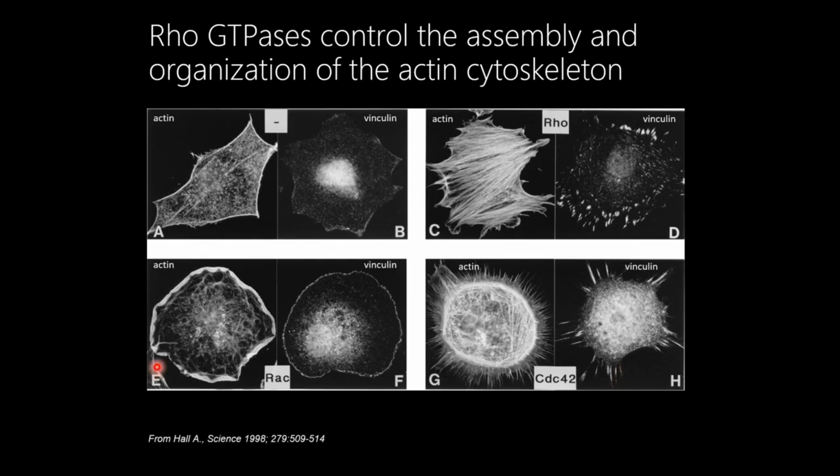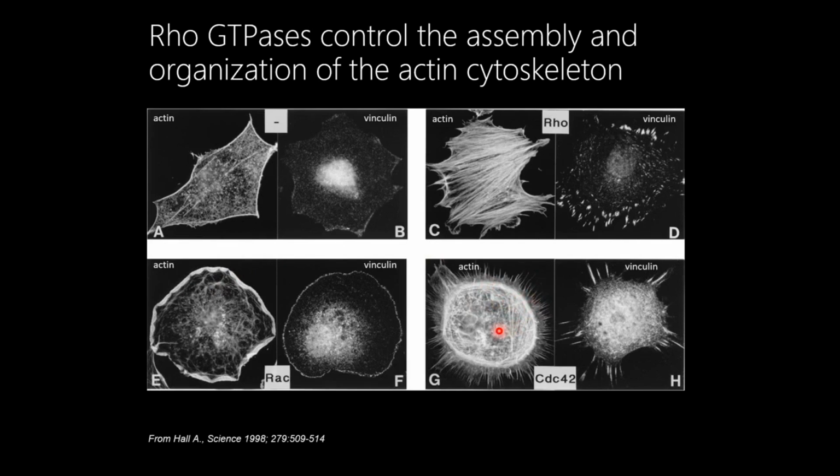For example, if you modulate the activity of a Rho protein called RhoA, what you see is that you increase the number of stress fibers, contractility, and focal adhesions. In contrast, if you activate another Rho GTPase called Rac, you stimulate cell spreading and migration. And if you stimulate Cdc42, another Rho GTPase, you stimulate the formation of filopodia.